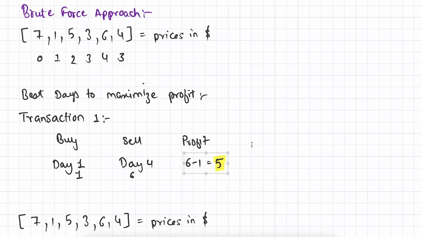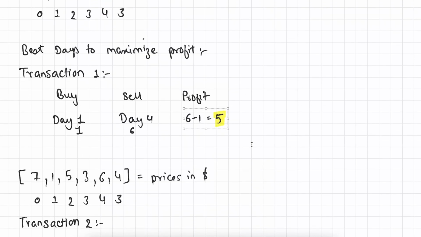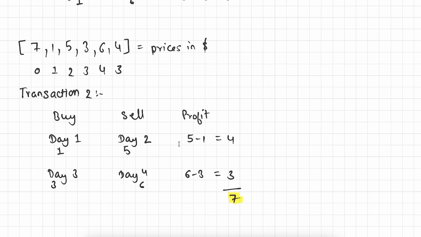So why not make multiple transactions, right? If I do multiple transactions, then there are these two possibilities here. If I buy on day 1 and sell it on day 2, I make a profit of $4.